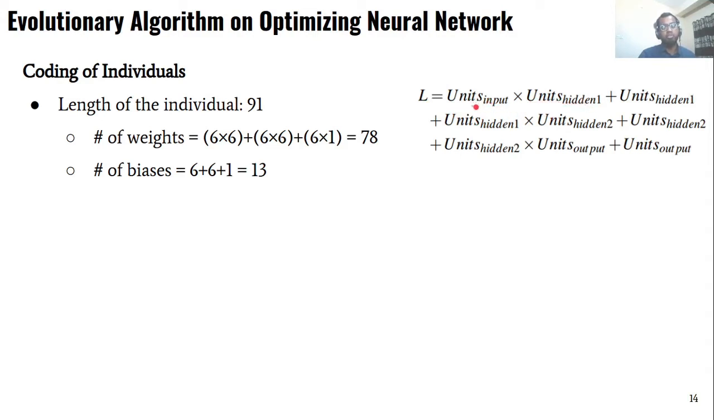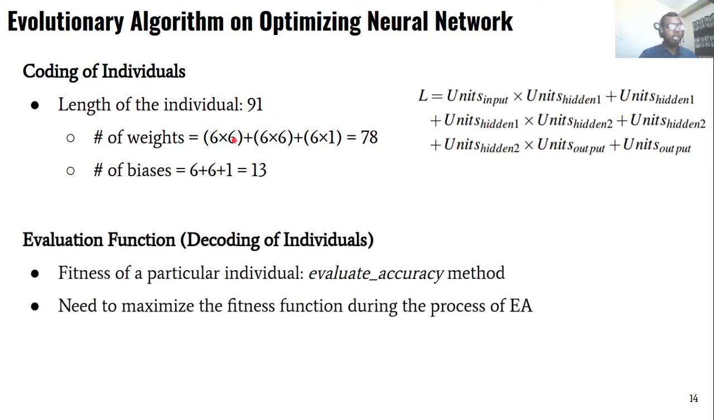So at first we have 6 into 6, and similarly, in our first hidden layer we have 6 neurons and the second hidden layer is also 6, so 6 into 6. And lastly we have 1 in the output layer, and in the second hidden layer we have 6 neurons, so 6 into 1 at the end. So we have 78 weights here, since this is a fully connected network. And in terms of biases, we have 6 plus 6 plus 1, that means 13 bias parameters. So in total we have 91 weights and biases. This is the length of an individual in our population.